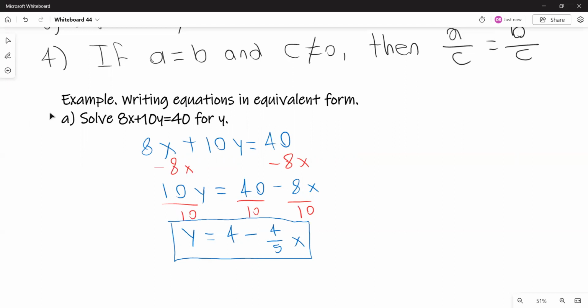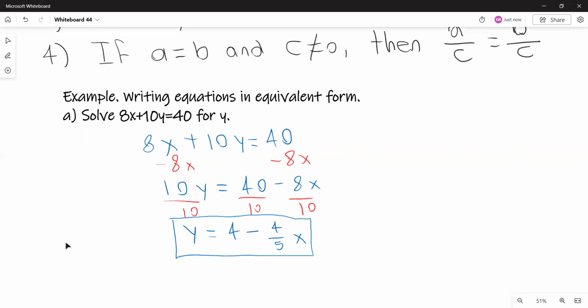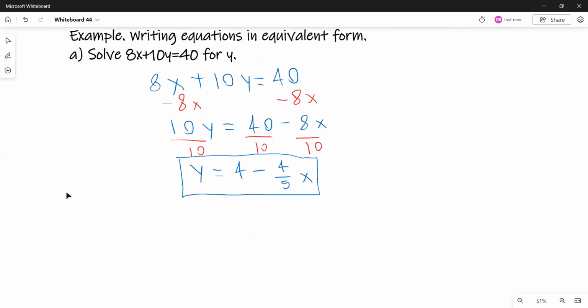Okay, so we solved the equation for y, or we wrote the equation in equivalent form. So 8x plus 10y equals 40 is equivalent to y equals 4 minus 4 over 5x. Both equations will have the same solutions.